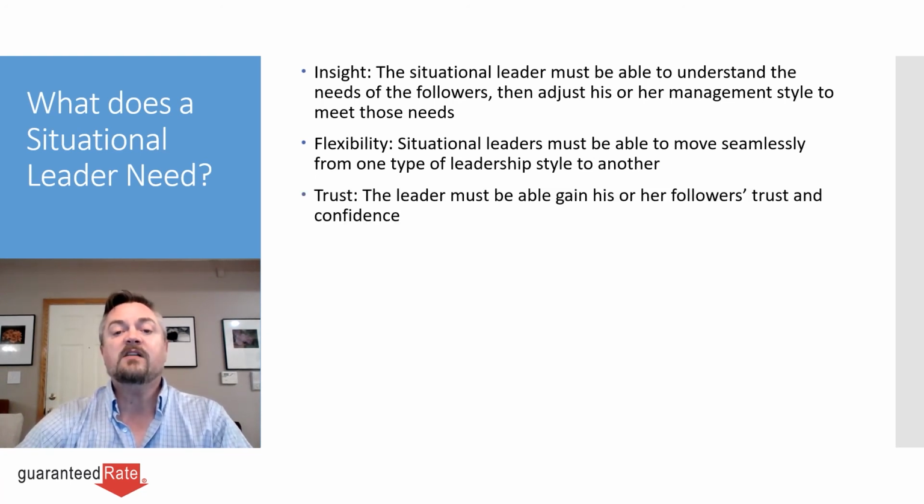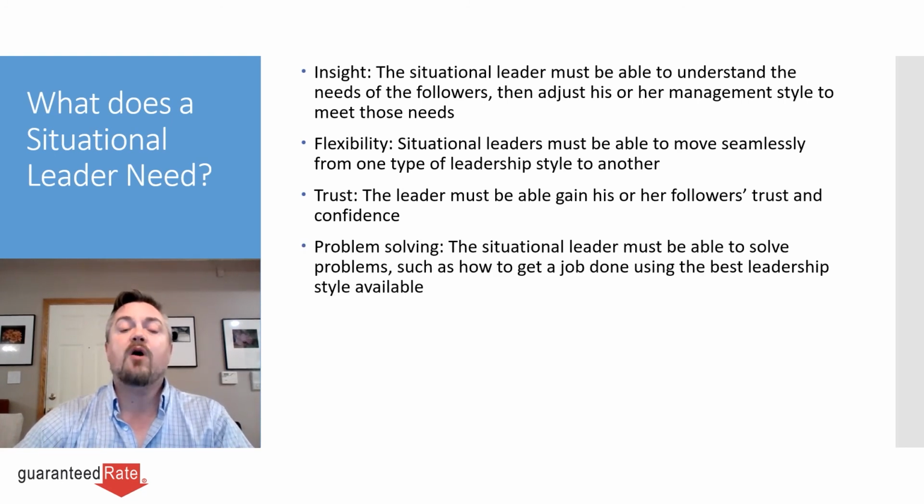The leader must be able to gain his or her followers' trust and confidence. And this is true of all of the leadership styles and really what makes a good leader in all circumstances. Problem solving. The situational leader must be able to solve problems such as how to get a job done using the best leadership style available according to the needs of your employees.